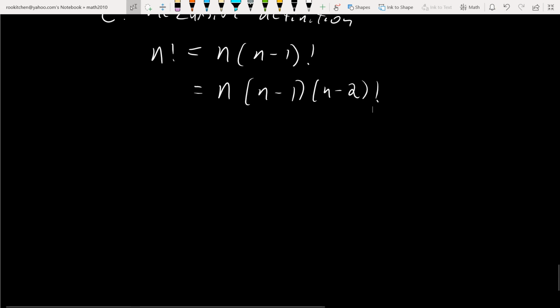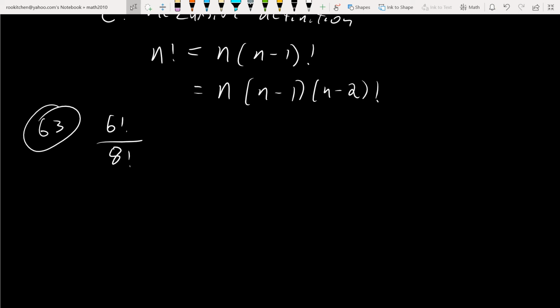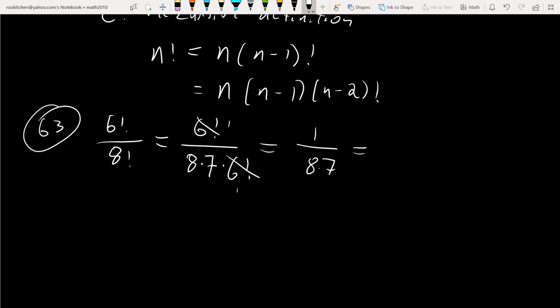Okay, so let's take a look at some of the exercises, and there'll be a ton of them in the WebAssign for your enjoyment. 6 factorial over 8 factorial. My hand hurts, so I'm not going to write all this out. I use the recursive definition, right? So 8 factorial is really 8 times 7 factorial. 7 factorial is really 7 times 6 factorial. And as soon as I see a cancellation, 6 factorial over 6 factorial is 1 over 1, I can remove those, and I'm just left with 1 over 8 times 7, 1 over 56.